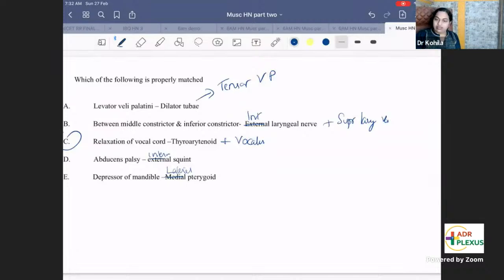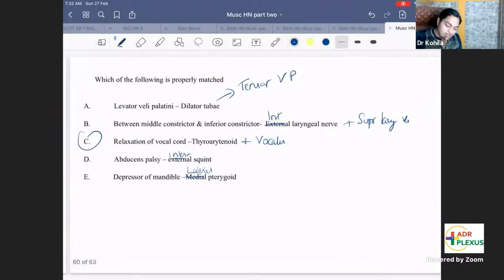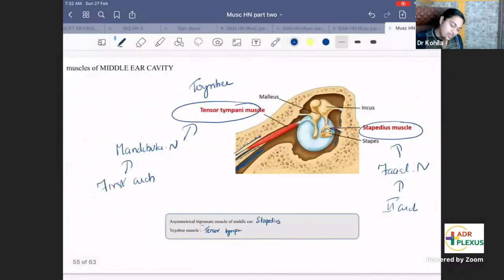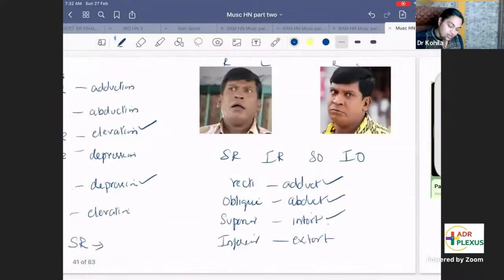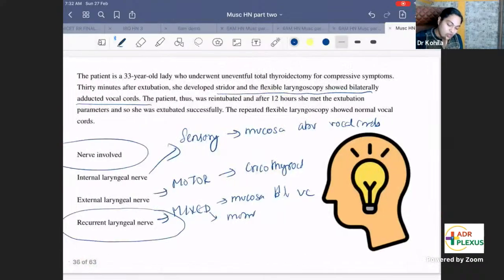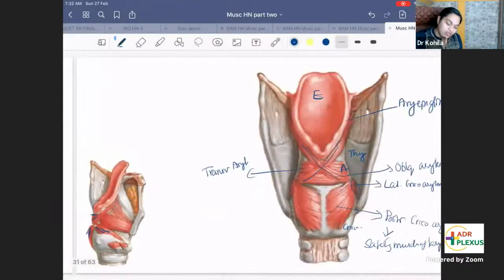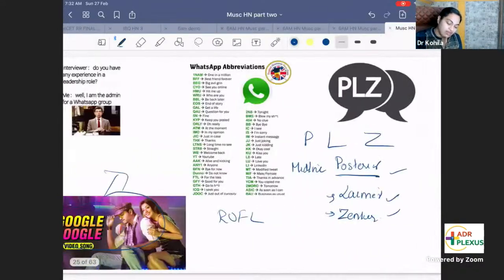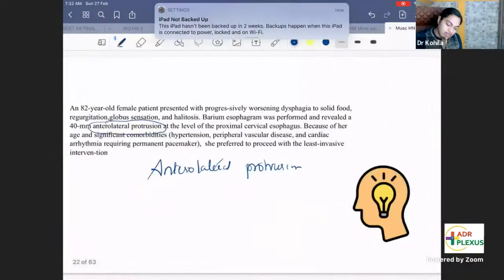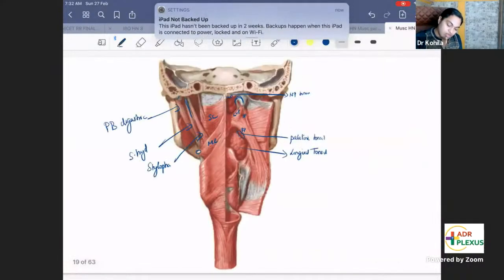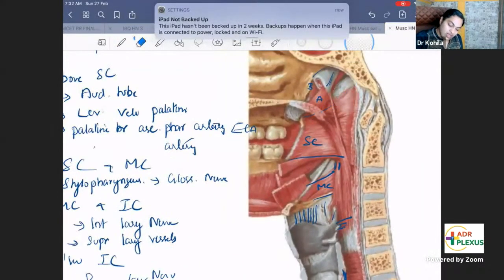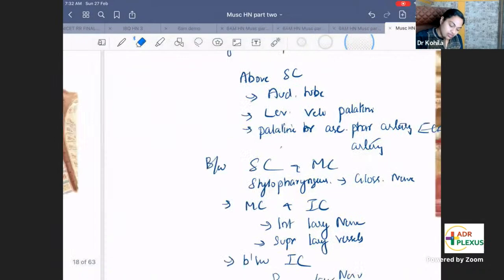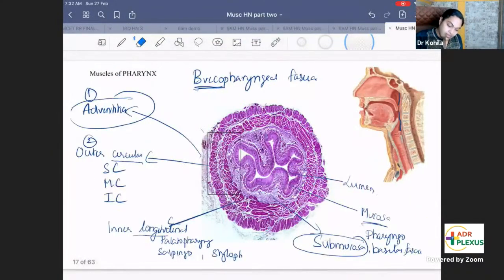What is Passavant's ridge? You want me to show the picture? Yes, Dr. Shaktivel, please. I'll take you to the picture of the pharynx. What did we see? Nasopharynx, oropharynx. The junction between nasopharynx and oropharynx is guarded by the pharyngeal isthmus. That sagittal section picture, I can show it here.